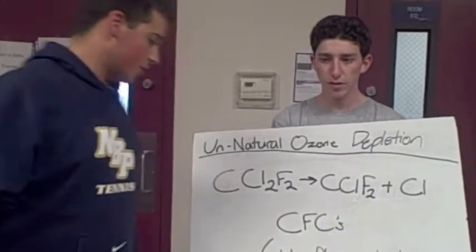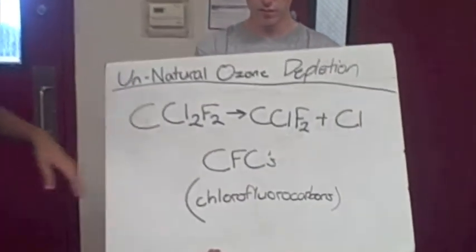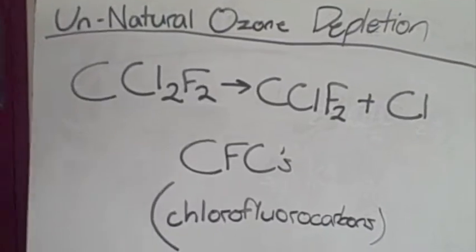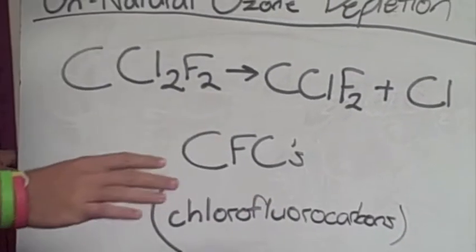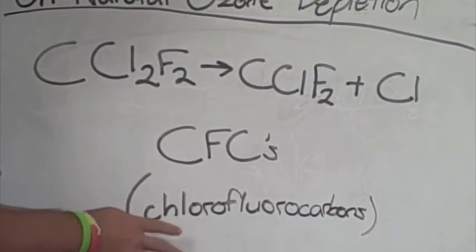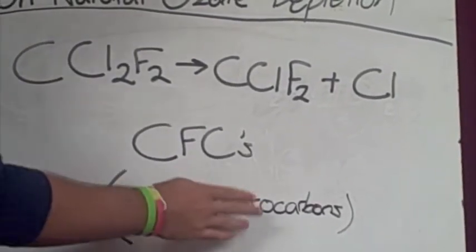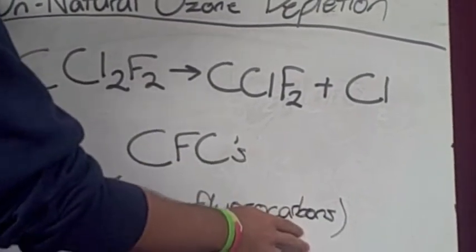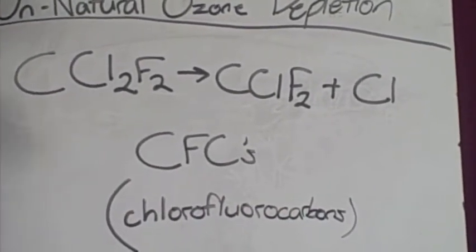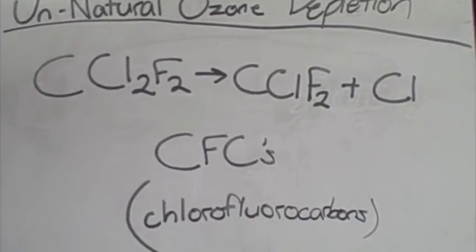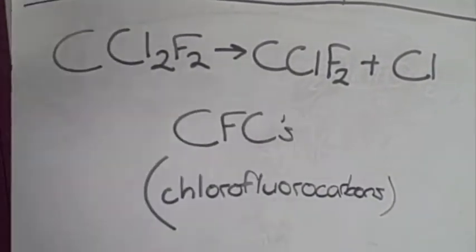Other than nitrogen oxides, another common form of air pollution that leads to ozone depletion is chlorofluorocarbons, but more commonly known as CFCs. But let's try saying chlorofluorocarbons together, okay? Chlorofluorocarbons. Now you say it.